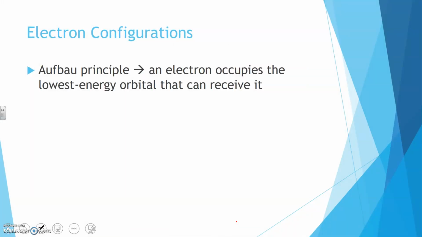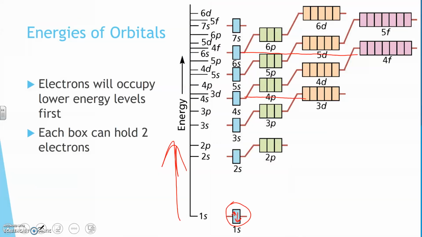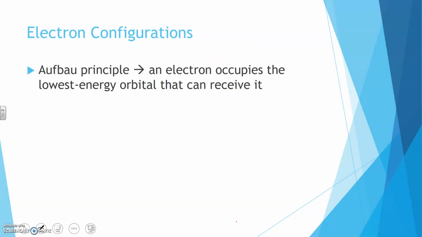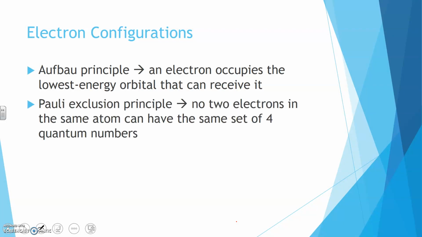Now, when we talk about how all of the orbitals get filled, we have the Aufbau principle, which we've already talked about, just didn't name it. An electron occupies the lowest energy orbital that can receive it. Remember, each orbital has boxes that have 2 seats in each box. s orbitals only have 1 box, p orbitals have 3, like we saw on this image, d orbitals have 5, and f orbitals have 7. So they can hold up to 2 electrons each.